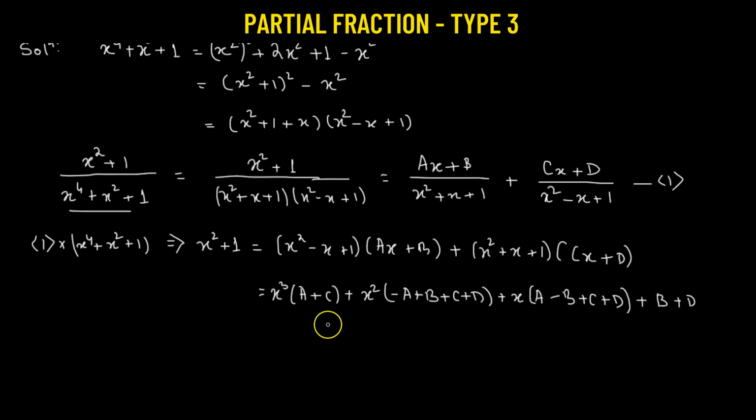Okay, so clearly we observe here that there are four terms. The first term contains x cubed, the second term contains x squared, the third term contains x, and the fourth term is nothing but the constant term, that's b plus d. Now on the left hand side we only have two terms. One is the constant term 1 and the other is the term containing x squared.